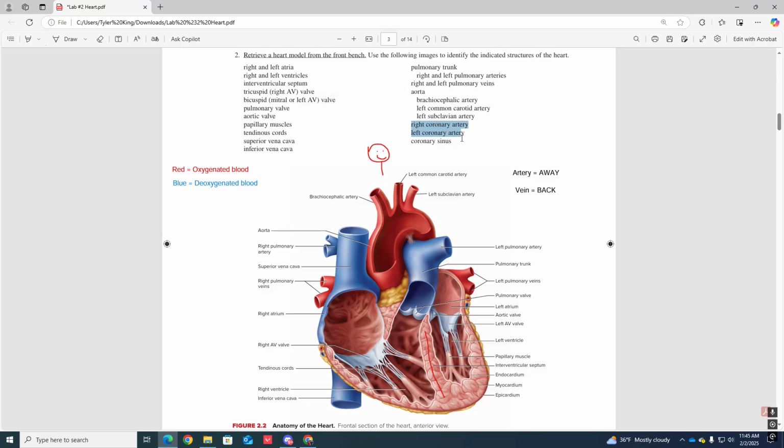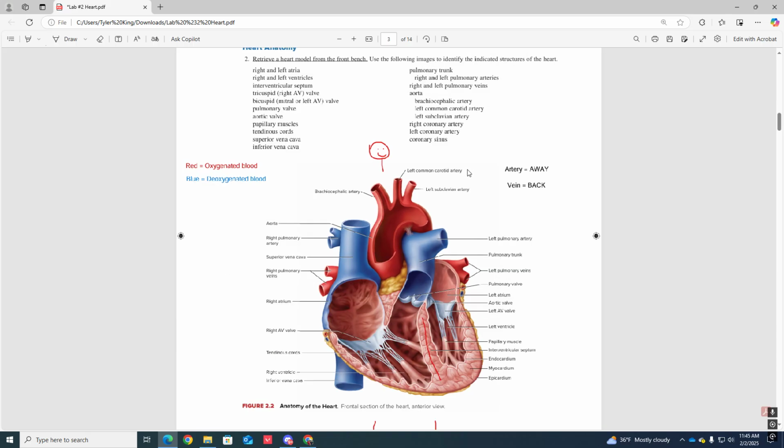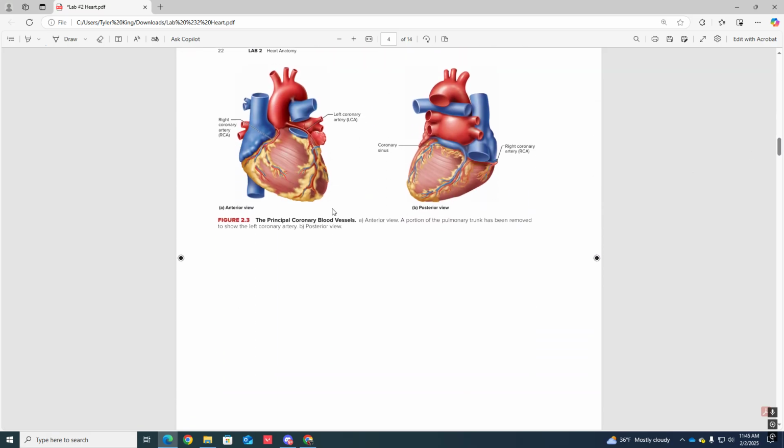And now we have these coronary arteries and the coronary sinus. Can't see these guys here on this view. We're actually going to have to flip it posterior. Coronary arteries are very important because they supply blood to the muscles of the heart, the myocardium. They supply blood to the myocardium of the heart.